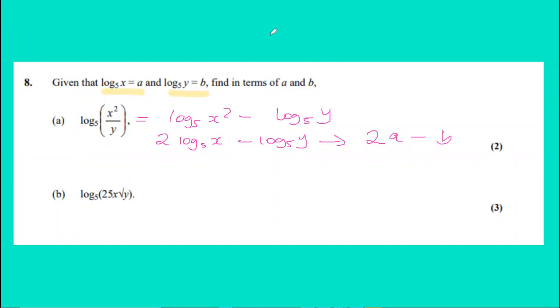The next part is, okay, let's see what we can do. I can already spot you've got log base 5 of 25. Now we're multiplying here, so I'm going to split these up. Log base 5x plus log base 5 of y to the power of a half. It's the square root of x, square root of y, so it's just y to the power of a half. Let's take that y over, take the half over.